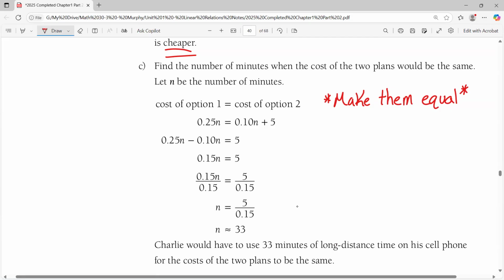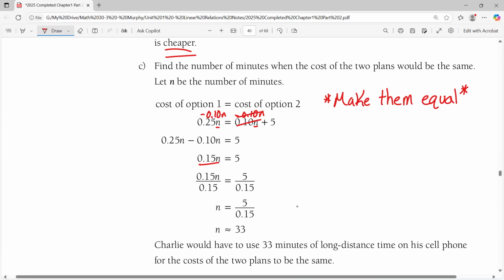And what we're going to do is solve for n. Now, this one's a little bit trickier. When you have a variable on both sides, you need to move it to one side. So we need to move this 0.10n first. We're going to subtract it over here and subtract it from 0.25 over here. That cancels. 0.25 minus 0.10 is 0.15n, and that's all going to equal 5.